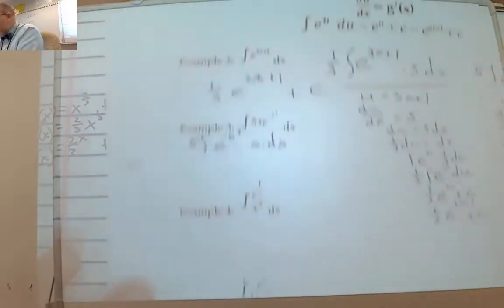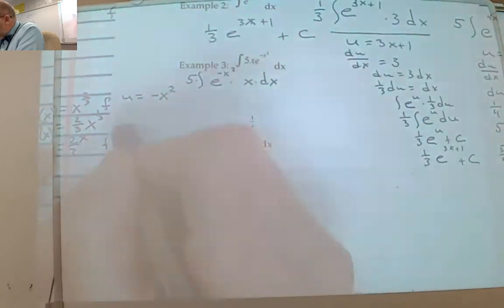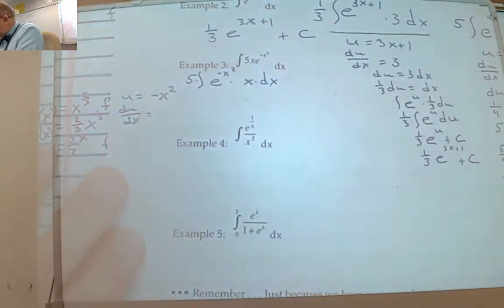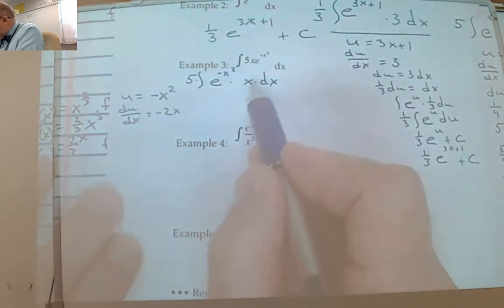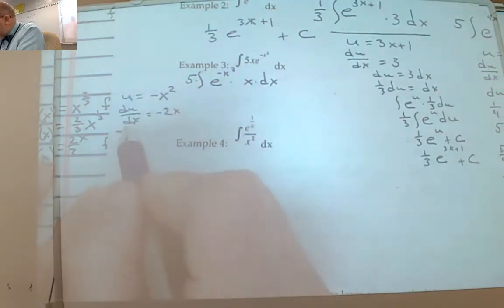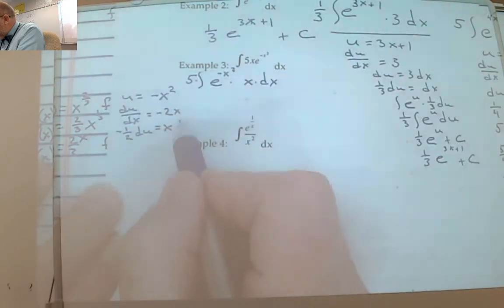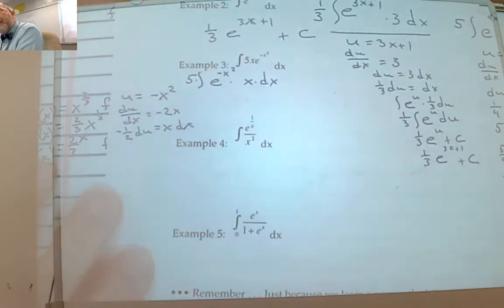Negative x squared. Good choice. So what's du dx? Negative 2x. So I don't have a negative 2 in here, do I? So are you okay if I write this: negative 1/2 du equals x dx? Because I've got that right there. That's why I wrote it like that. So I can say, boom, that's going to go right there.